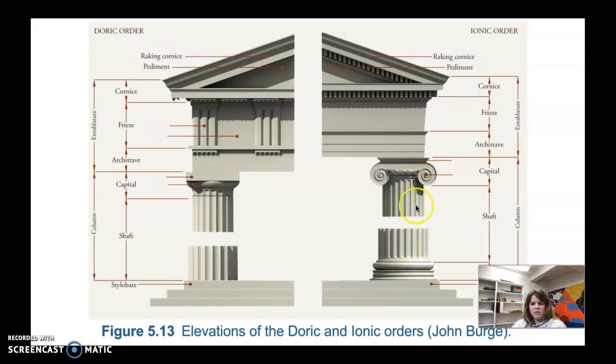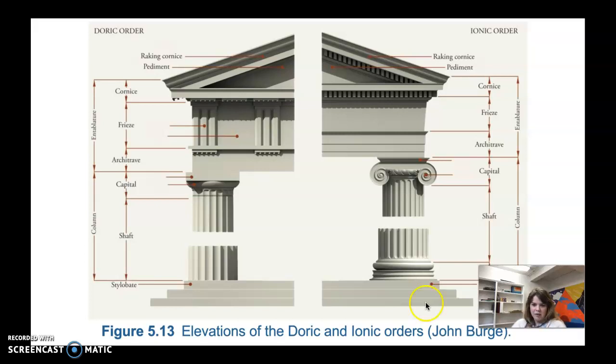Both orders have columns resting on a stylobate, which is basically an elevated platform. And they actually did use metal clamps to hold a lot of the pieces of the temple together. They even used metal dowels in the columns to prevent them from shifting, although sometimes the columns were made from one piece of stone, but typically, they weren't.